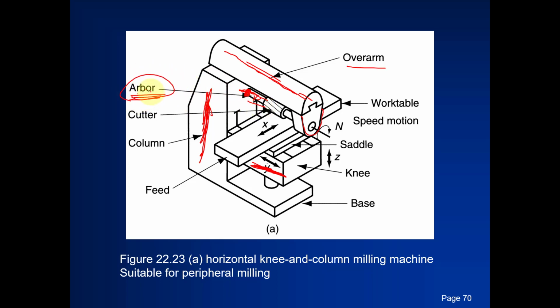Now what is the purpose of the arbor? The arbor is used to support the cutting tool, because the cutting tool will be mounted on this arbor. So this is the cutting tool, also known as the miller cutter.